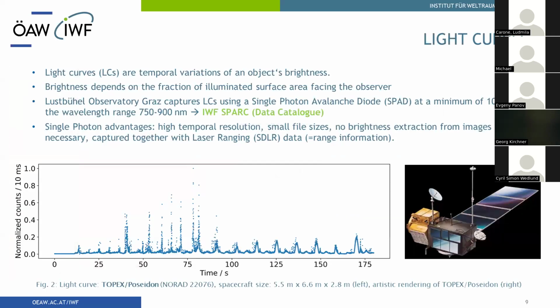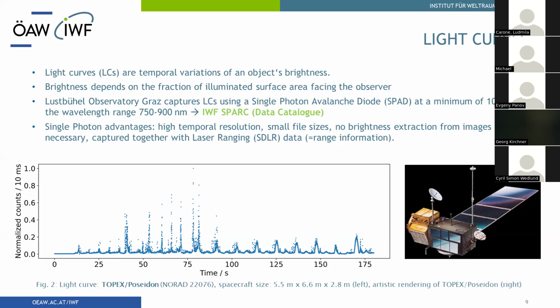And here we have an example for a light curve. On the x-axis, you see the time in seconds. And on the y-axis, you see the normalized counts per 10 milliseconds. That is just our unit, how we measure the brightness. What we actually do is we count the incoming photons directly. And this is the advantage that we can achieve high sampling frequencies.